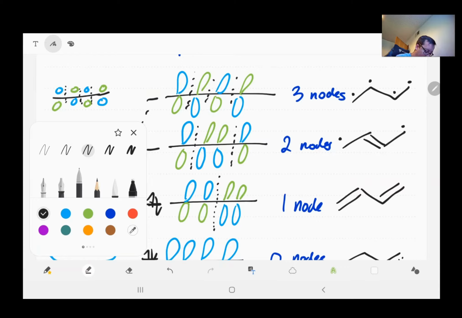I have a stupid question. Yes. So what was the difference between the blue and green blobs?